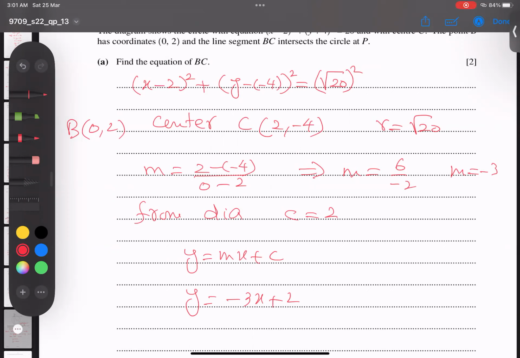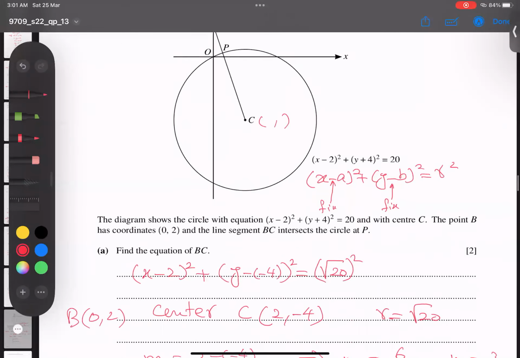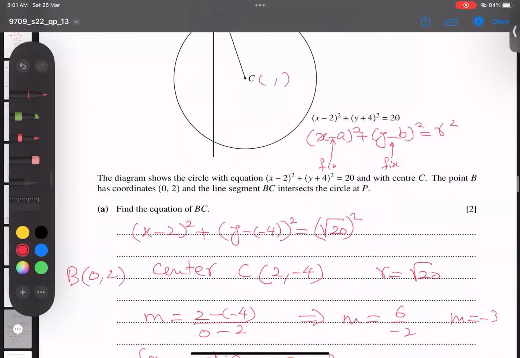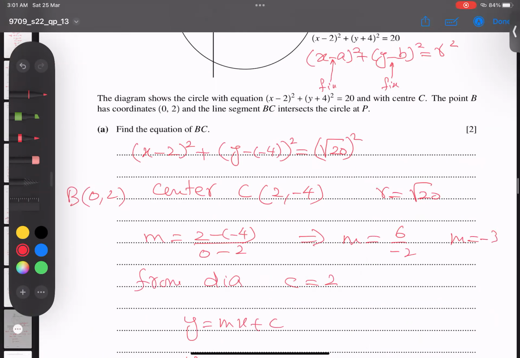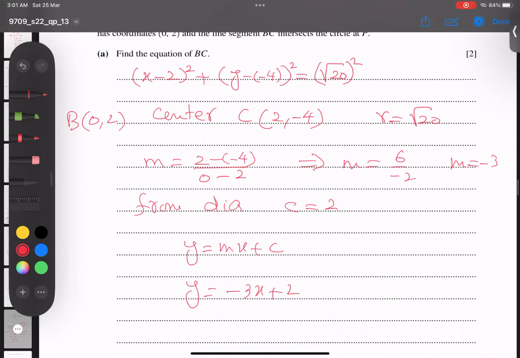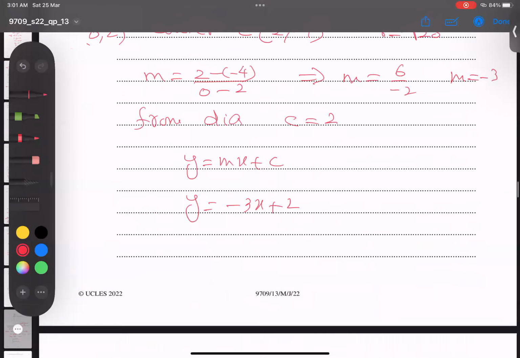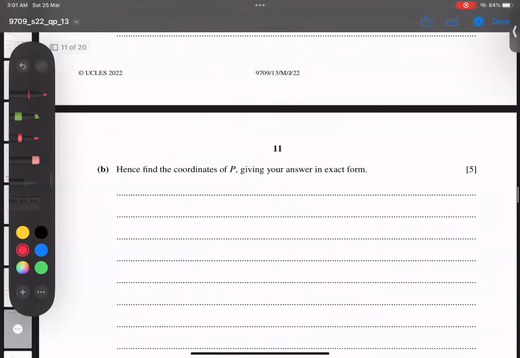Okay. Now, after this, what is the next plan we have? Let me recheck for 1 minute, please. This is the center, okay. Yes. So it is a very clear approach. This is correct. So let's go for the next plan. And what is the next plan we have? This is done. Find the P coordinates. Find the P coordinates in exact form.